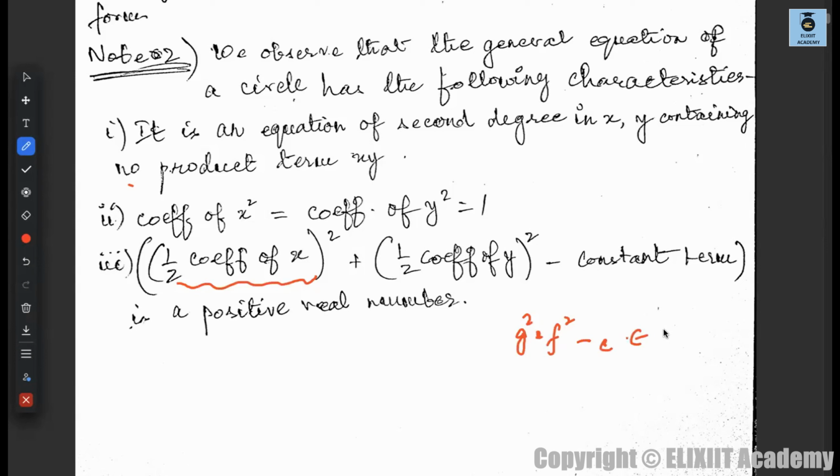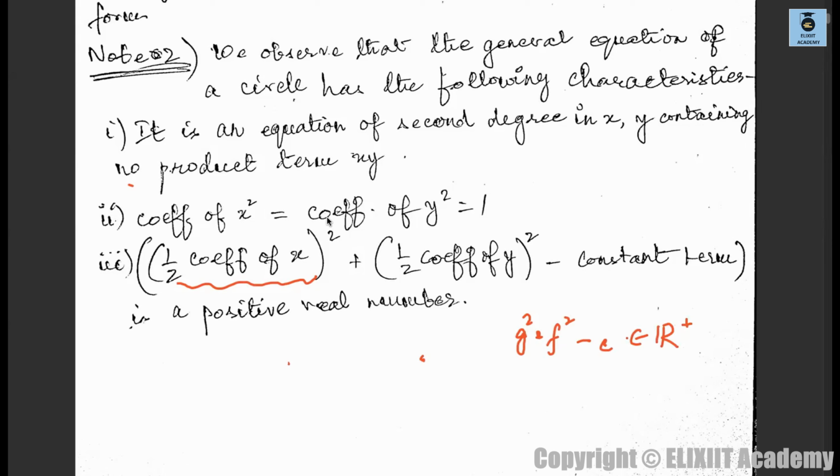This is a positive real number, r plus, because this can be 0 also. But if this becomes 0, square root of 0 is 0, the radius will become 0. And if the radius becomes 0, it's a point circle. It's just a point like this. If radius becomes 0, it's a point circle. Take down these three conditions.